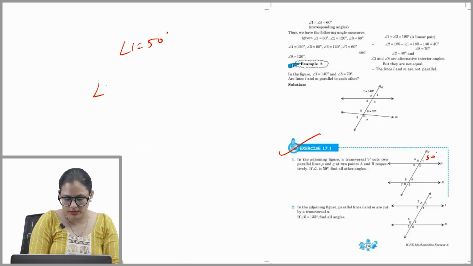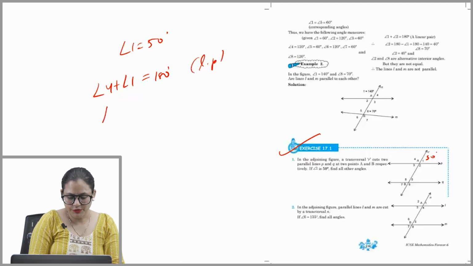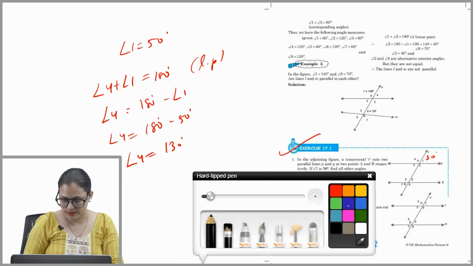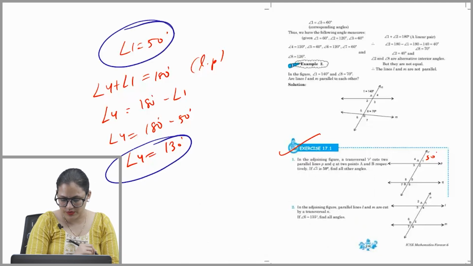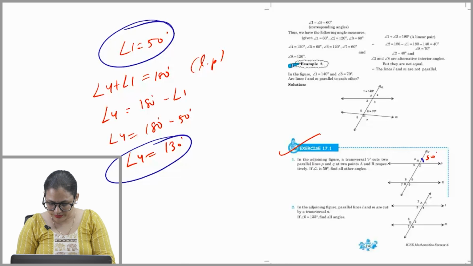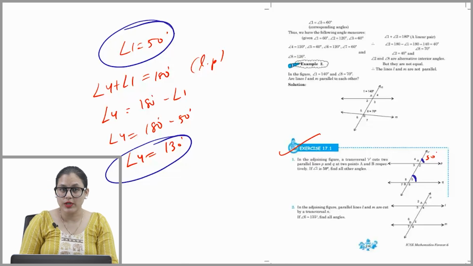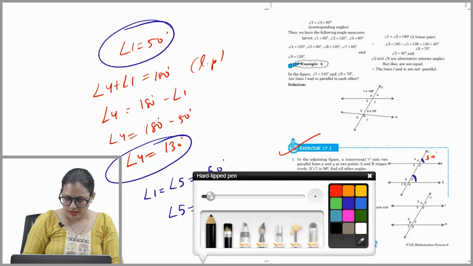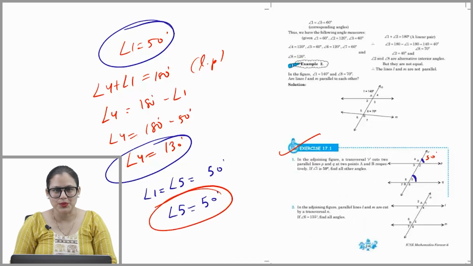Angle 4 and angle 1 are forming a linear pair, 180 degrees. Angle 4 is equal to 180 degrees minus angle 1. Angle 4 is equal to 180 degrees minus 50, that is angle 4 is equal to 130 degrees. Angle 1 is 50 degrees. And see, angle 1 and angle 5, these are corresponding angles. So, angle 1 is equal to angle 5 is equal to 50 degrees. Angle 5 is also 50 degrees. Now, you can easily find out other angles also.